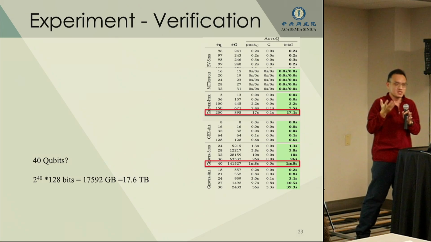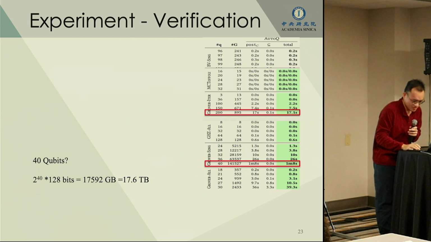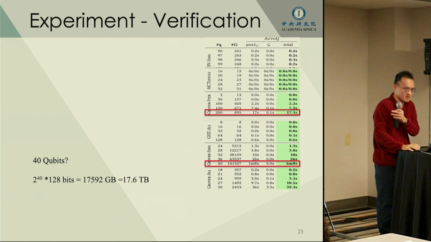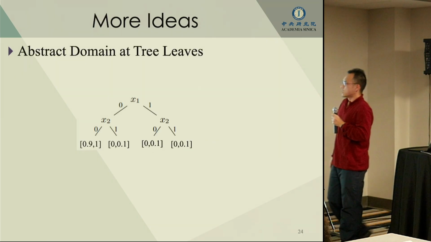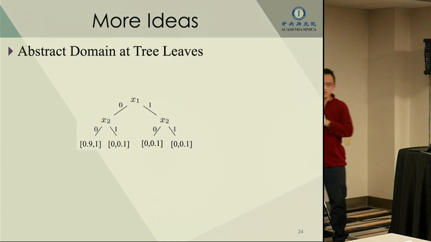This is perfect for decision tree. Yeah. So this is not really work for everything, but for Grover, we can do it. And there are some more ideas. Like we can play a lot of magic in the tree leaf.